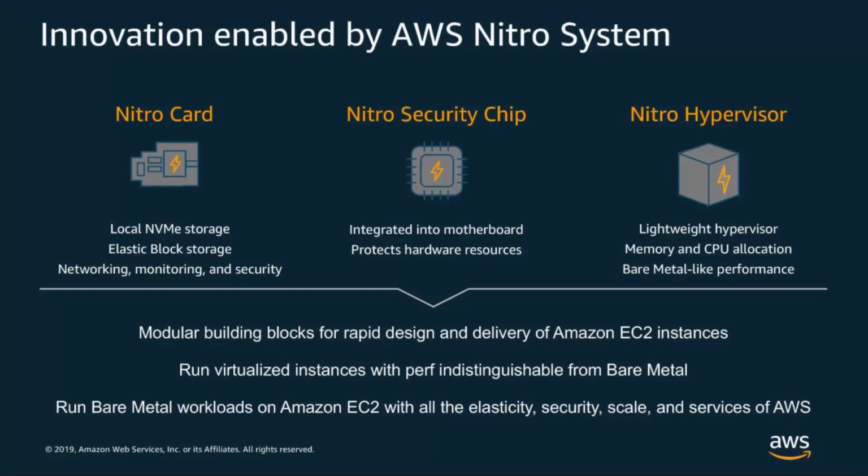We also have the Nitro security chip. This integrates into the motherboard and protects all the hardware resources in a multi-tenant environment. And then our Nitro hypervisor. So this is really the secret sauce of AWS, where we created a very lightweight hypervisor, and that offers the majority and like bare metal performance of the memory and CPU to your instance. So bring all these pieces together. These really are the building blocks that allow us to rapidly design and deliver Amazon EC2 instances.